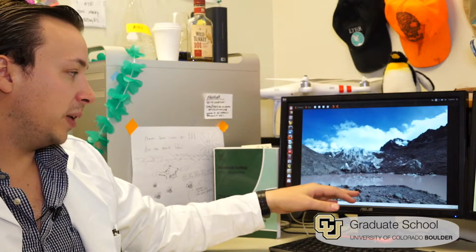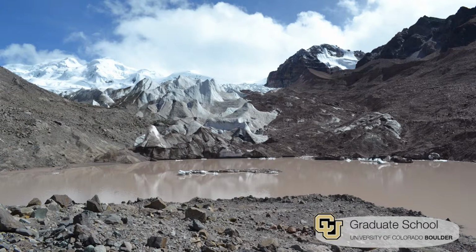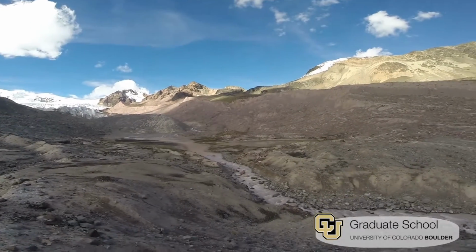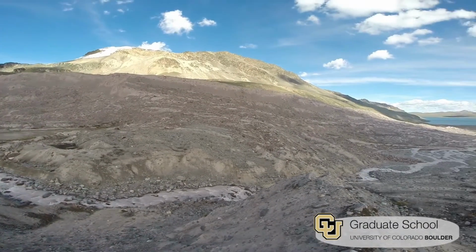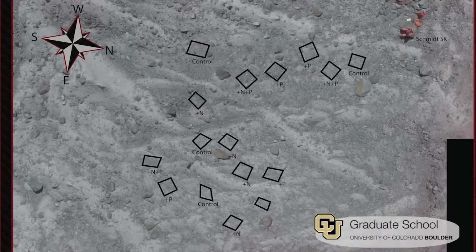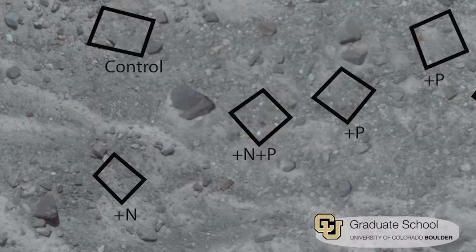In the foreground, we can see the site where my field plots are. At the sites in Peru, I used an aerial drone to help me map out where our different plots are next to the glacier. This is an aerial view of those plots. And as you can see, there's 4 different treatment types. We've got control plots, plots where we added phosphorus, plots where we added nitrogen, and plots where we added both nitrogen and phosphorus.